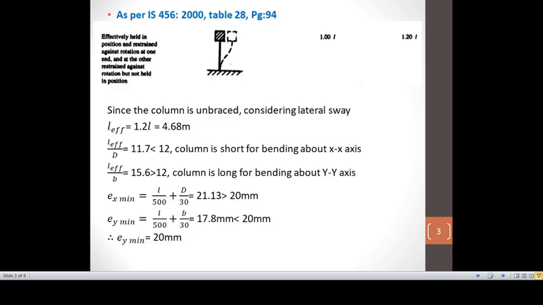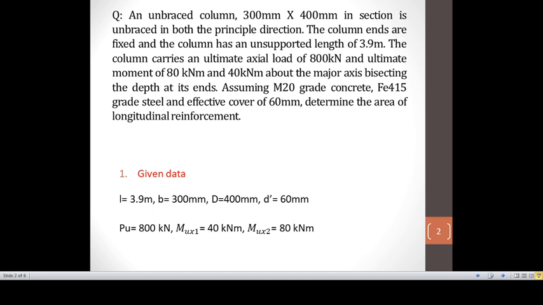So for that, I'm going to calculate the effective length of the column. The effective length is calculated based on IS 456-2000, table 28, page 94. In that table, different support conditions are mentioned, and according to our question, we will choose one. In our question, the end conditions are given as fixed. Fixed means, in the general case, the lateral movement, or movement in x direction, y direction, and the rotation is restrained. But in this particular column, the ends are fixed, and also it is unbraced.